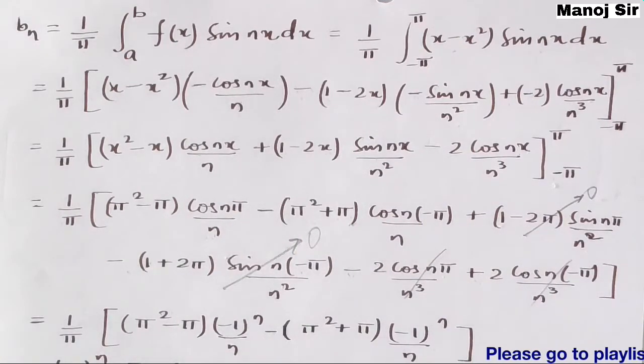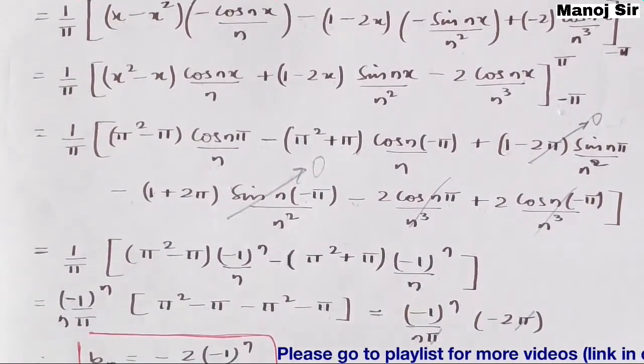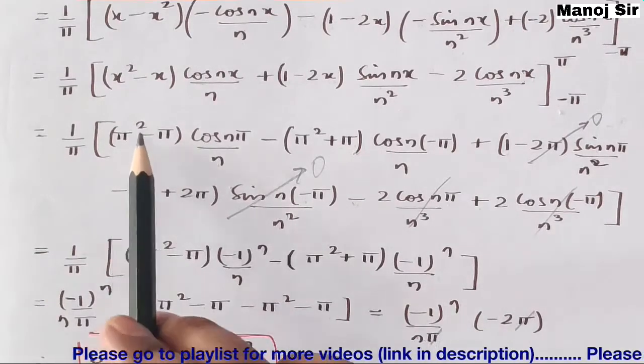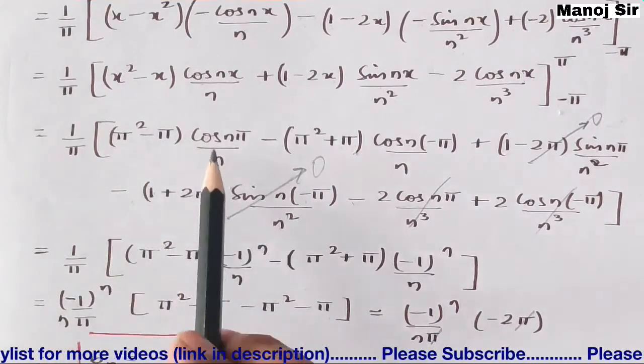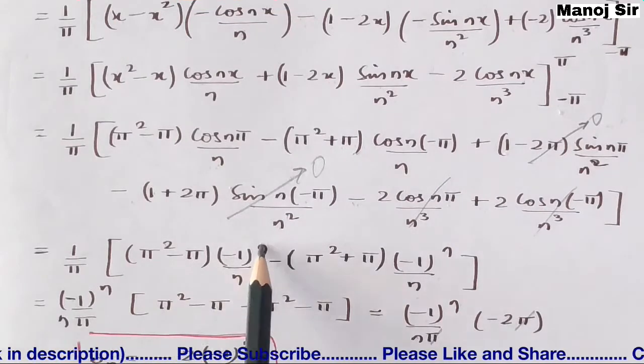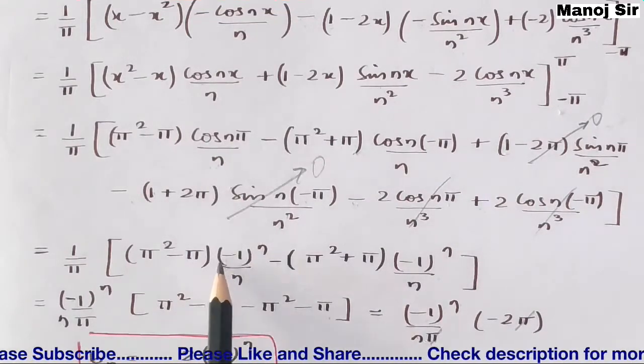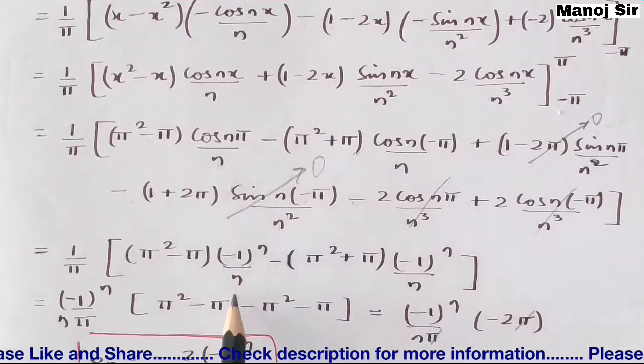Okay, with 1 upon pi. So simply write 1 upon pi. Here we have pi square minus pi into cos of n pi. How much is cos of n pi? It is minus 1 power n, upon n.